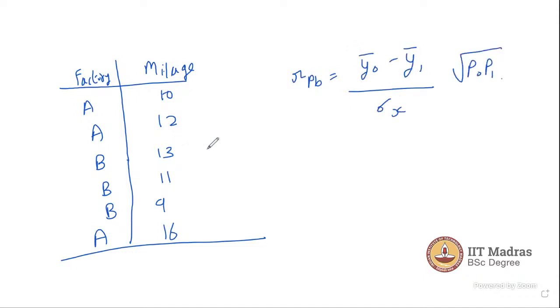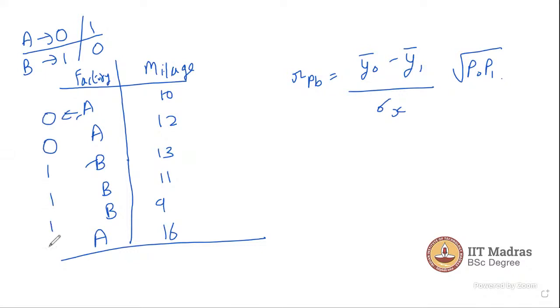So first decide: you have two categories, right, A and B. You can take A as 0 and B as 1, or you can take A as 1 and B as 0. So decide it before approaching the question. Both will give you the same answer. It won't affect. So assign a numerical value to each category. Suppose I'm considering A as 0, so it will be 0, 0, 0, 1, 1, 1. So first is y naught bar.